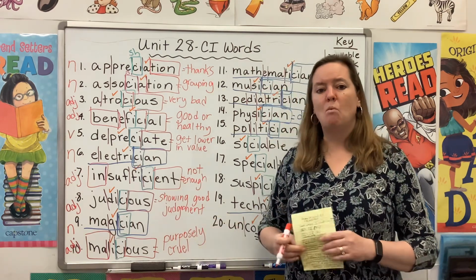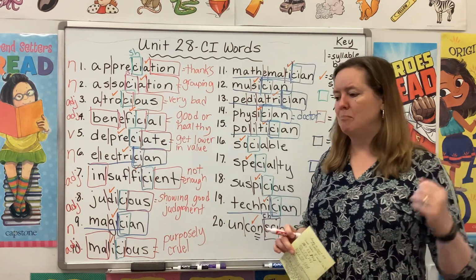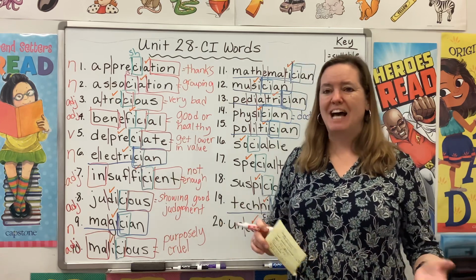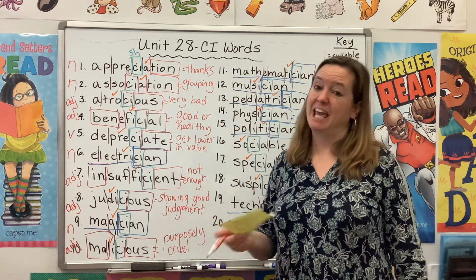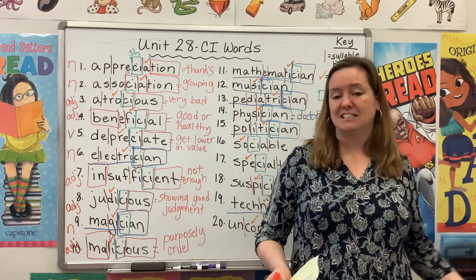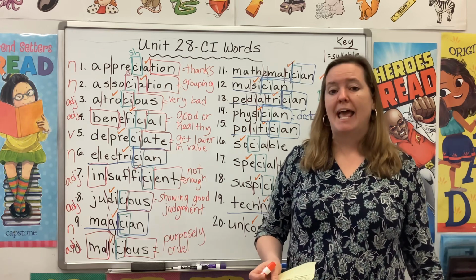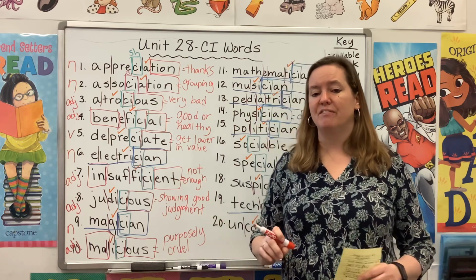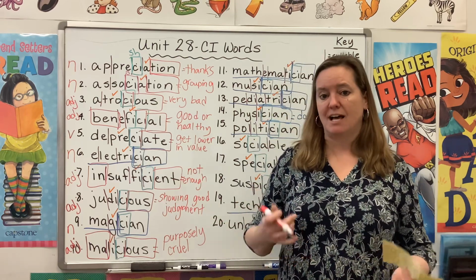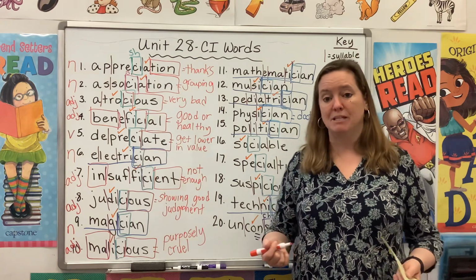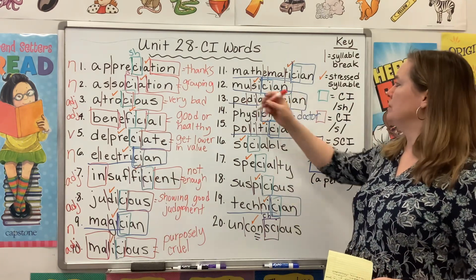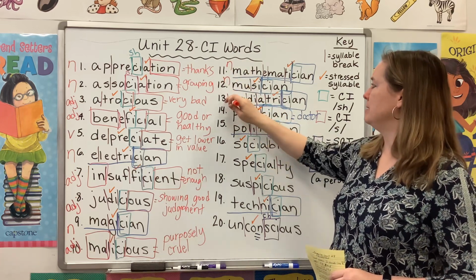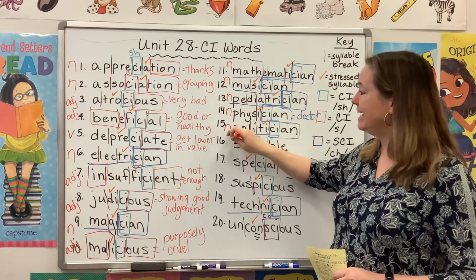Okay, so if I'm walking down the hall and I bump into the kid next to me because I'm not looking where I'm going, that's not malicious. It might be careless, it's accidental, it's not malicious. If I go down the hall and purposely shove the kid next to me or in front of me, that is malicious. I am doing it on purpose to be cruel or mean. We talked about a mathematician, we talked about a musician, we talked about a pediatrician and a physician and a politician.